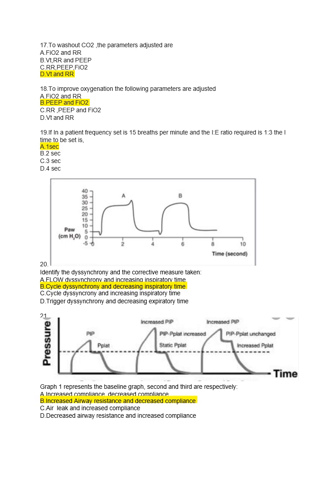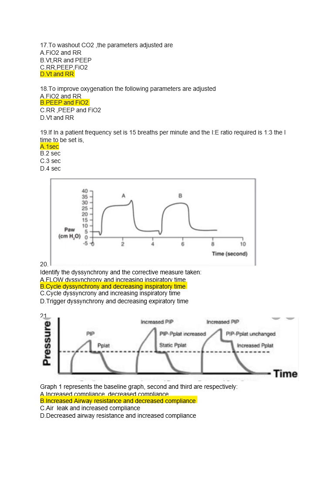19th question. If in a patient, the frequency set is 15 breaths per minute and the IE ratio is 1:3, the I time to be set is? The patient's frequency set is 15 breaths per minute. So for each breath there will be 4 seconds, because there are 60 seconds in a minute and 15 breaths are happening. 60 by 15, that is 4 seconds.